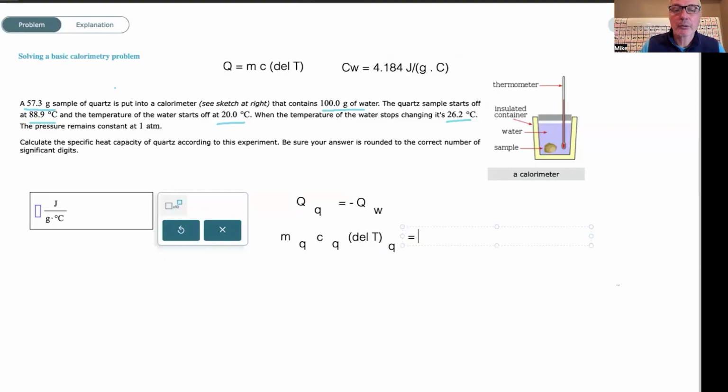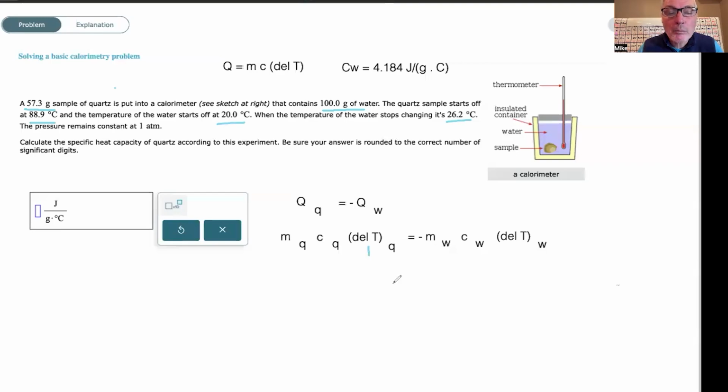So that's going to be equal to minus Q, or M water, excuse me, M water times C water times the delta T of the water. I put the negative on the right side of the equal sign. It doesn't matter, okay? And let's go ahead and do the delta T of quartz.